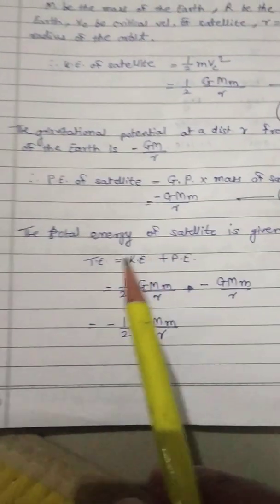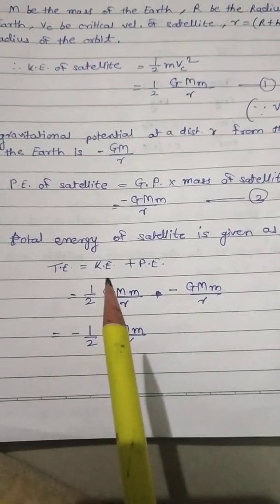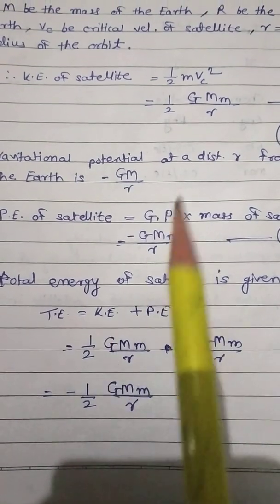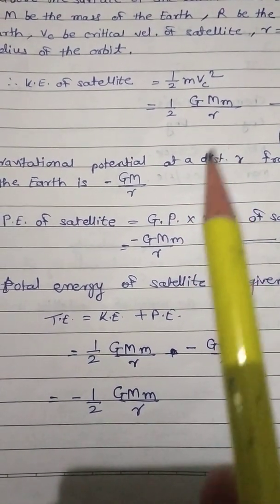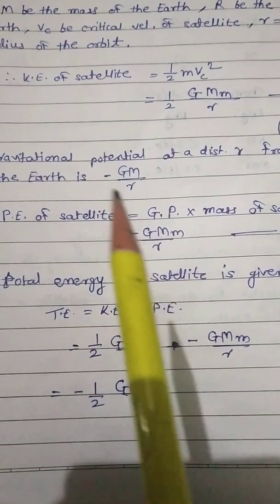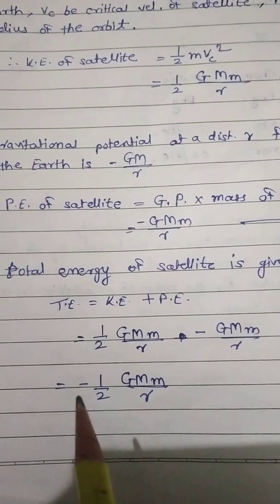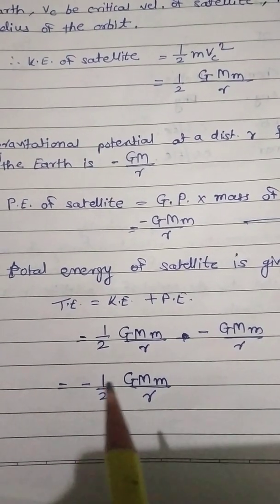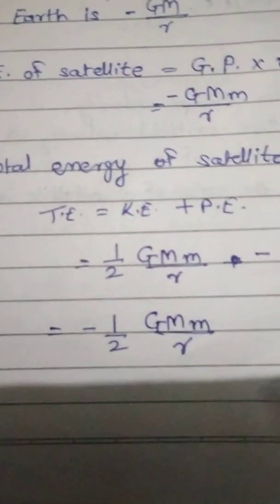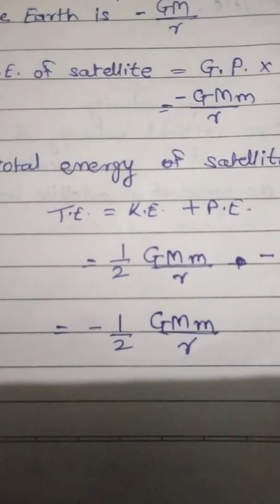So the total energy of the satellite is kinetic energy plus potential energy. Therefore, kinetic energy half GMm upon r minus GMm upon r, which is the potential energy, gives minus 1/2 GMm upon r.